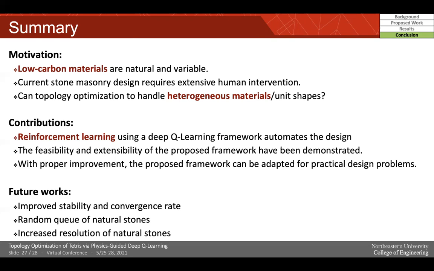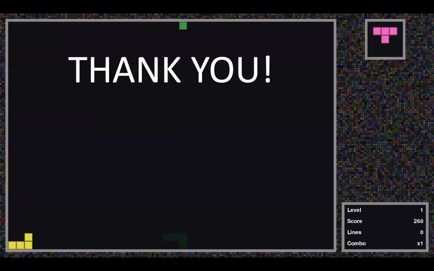Future work lies in improving the stability of the framework, introducing a random queue of natural stones, and increasing the resolution of natural stones, such that the framework can be applied to practical stone masonry design.